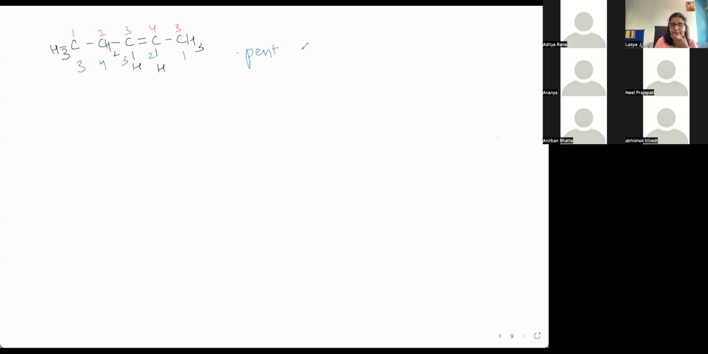Pentene, you guys got it. 5 carbon atoms here, there's a double bond here. But where is the ene? If you need to specify the position of this, always give it the smallest number. Always look for the different possibilities. If I start from here, the double bond is on the 3rd carbon. But if I start from this side, the double bond is on the 2nd carbon. So this will be pent-2-ene.